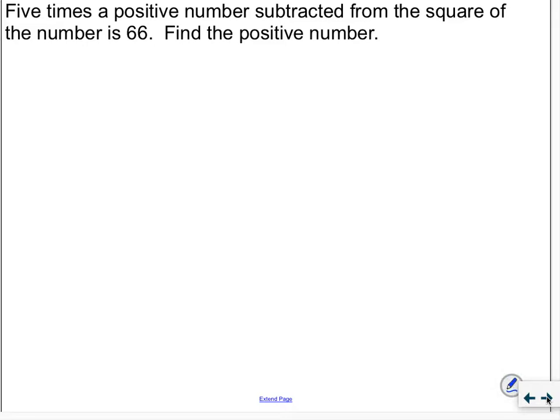Find the positive number. So what I'm looking for here is a positive number. I usually like to start off by defining my variable. I write down a let statement. So x is going to represent my positive number. So now when it says 5 times a positive number, I'm going to write down 5x. Subtracted from. Ooh, be careful. That means that I'm going to take something and subtract this 5x. So my minus sign goes over there.